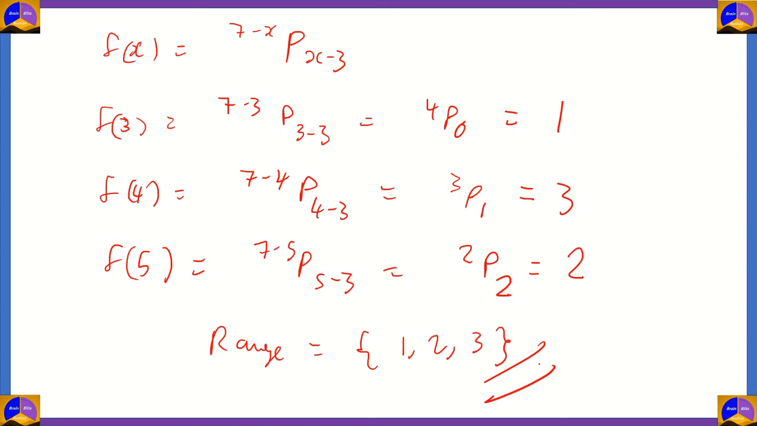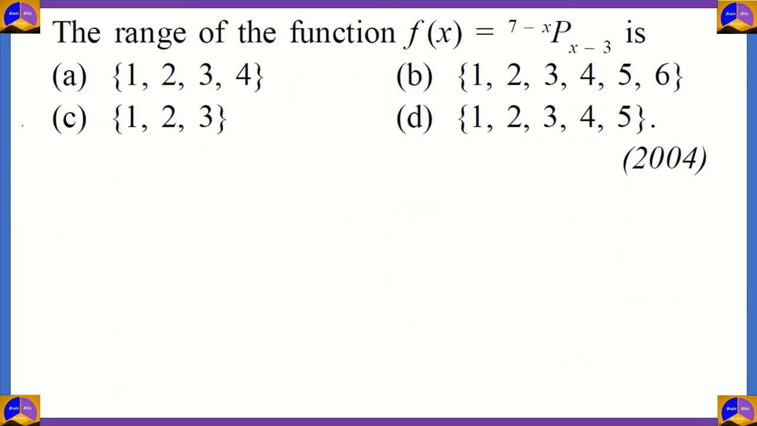So therefore, if you look at the given question, then option C, the set 1, 2, and 3, is the correct option. So we use the laws of permutation and combination here.